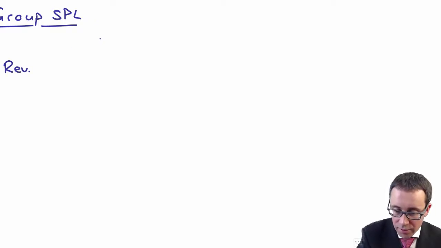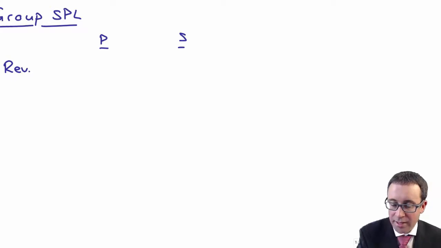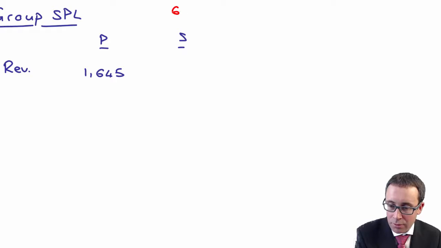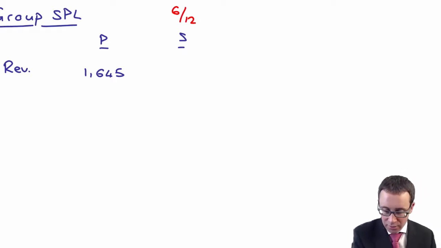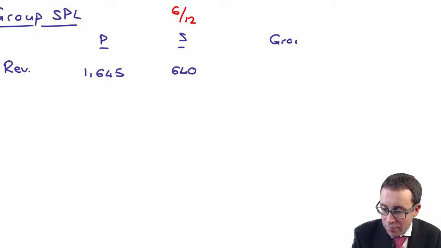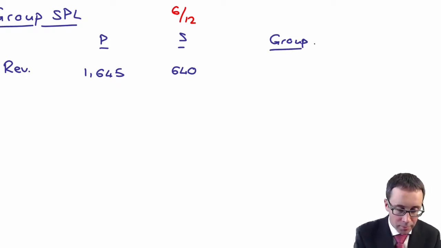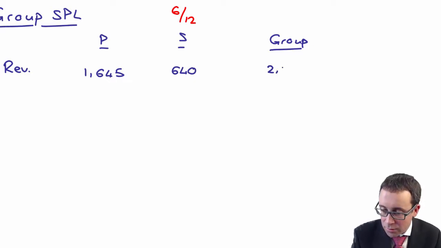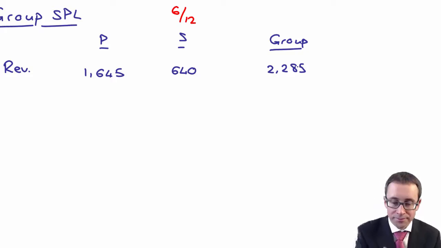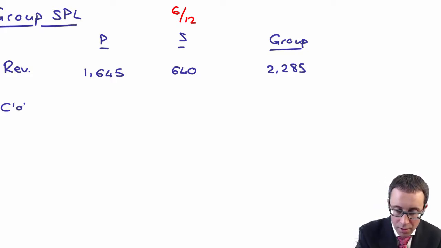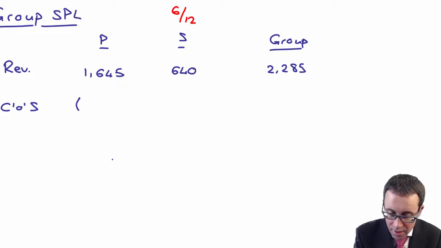I will start off with the revenue. It's a bit of overkill, P&S. I'm not worried about the adjustments column just yet, because that's not going to be touched until the later examples. Remember, we need 6/12 of S, so 1,280, and 6/12 of that is 640. So I can then work out the figure for the group, is that 2,285? Okay.